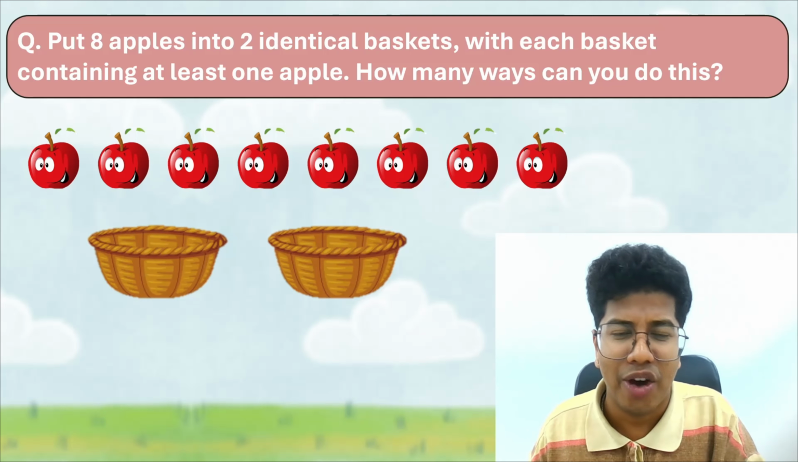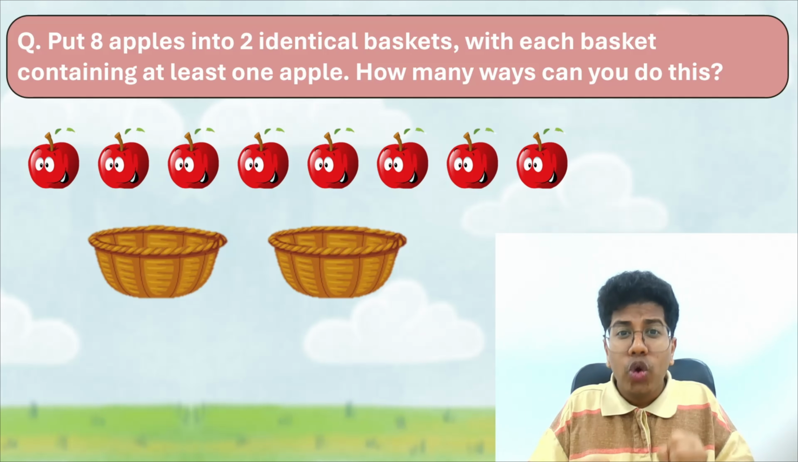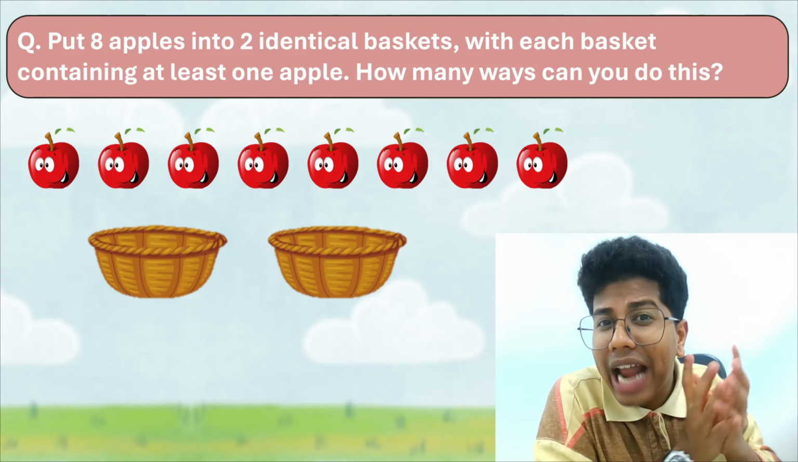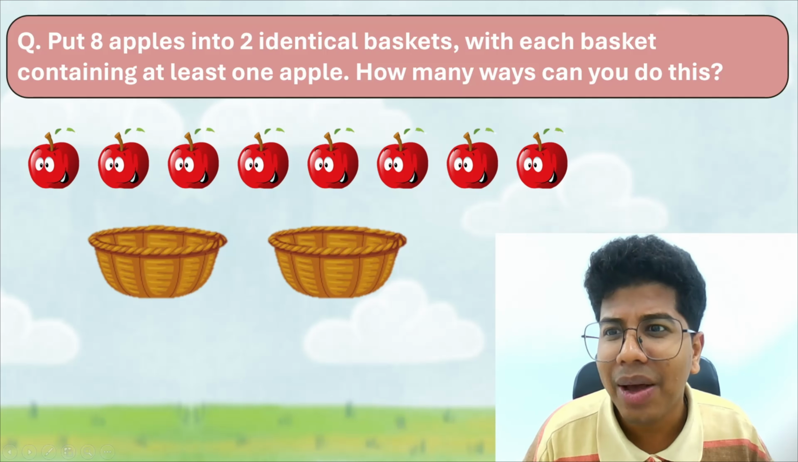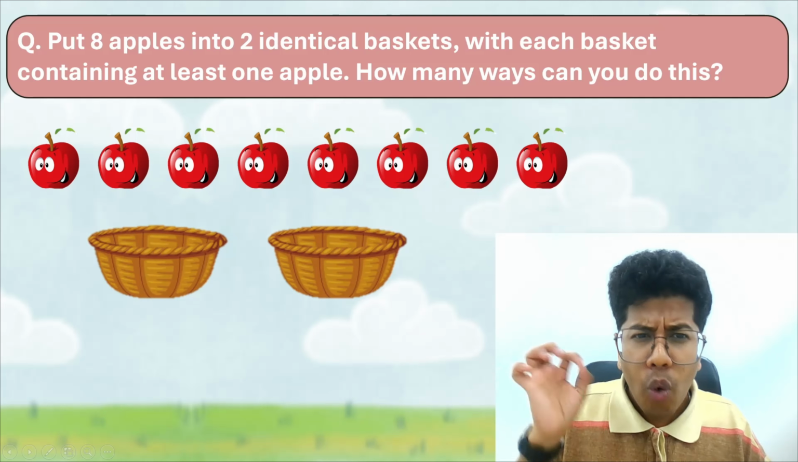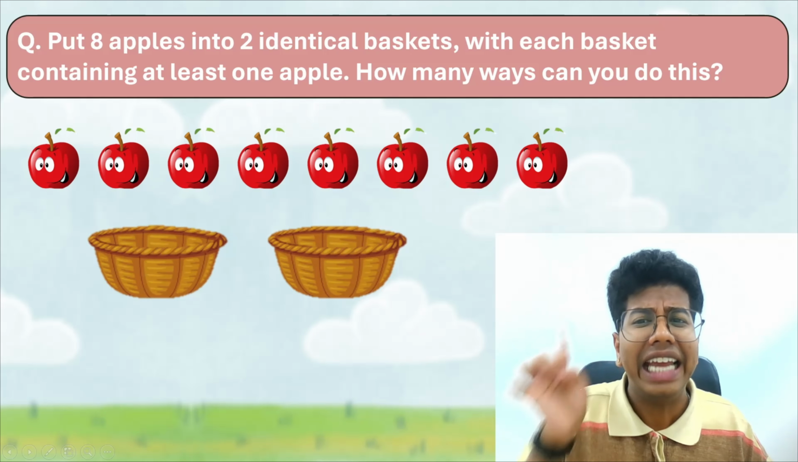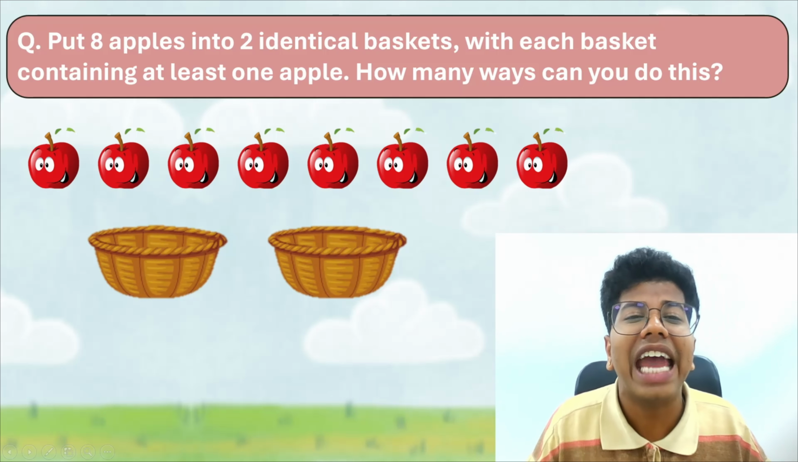So here in this video we are going to see what happens when we distribute two same or identical types. So let's just have a look. The question is, put 8 apples into 2 identical baskets with each basket containing at least 1 apple. How many ways can we do this?